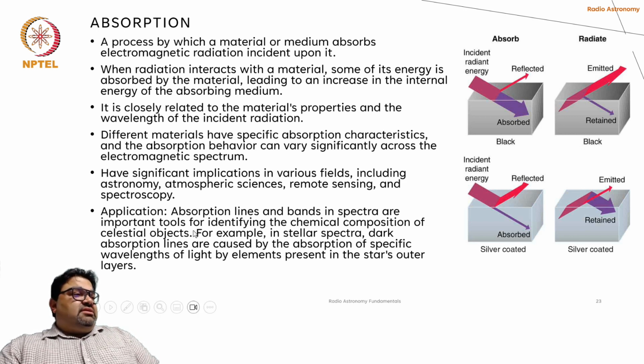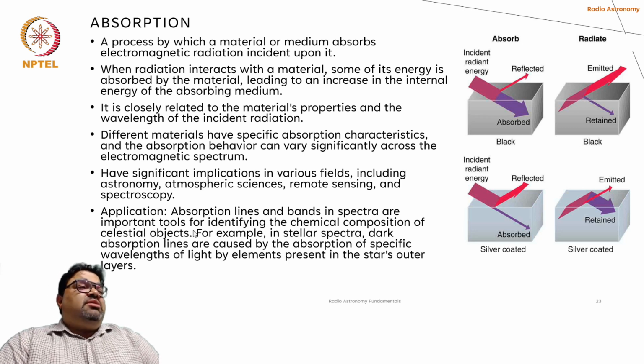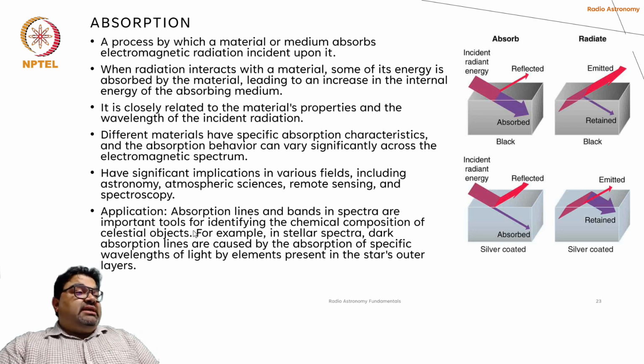Absorption is a process by which a material or a medium absorbs electromagnetic radiation incident upon it. When radiation interacts with a material, some of its energy is absorbed by the material, leading to an increase in the internal energy of the absorbing medium. It is closely related to the material's properties and the wavelength of the incident radiation. Different materials have specific absorption characteristics, and absorption behavior can vary significantly across the electromagnetic spectrum. It has significant implications in various fields including astronomy, atmospheric sciences, remote sensing, and spectroscopy.